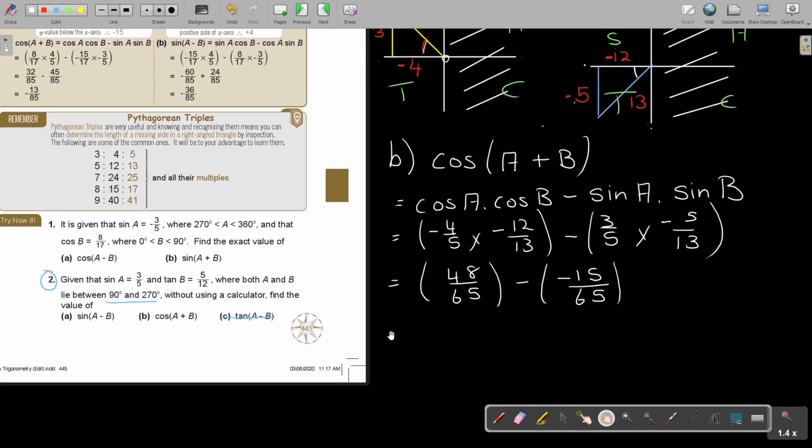And then remember, this is going to become a positive, so it's 48 over 65 plus 15 over 65. And if I add those two, I'm going to get 63 over 65. And as I said, first scratch C. You can actually do C after you have done the next videos, but for now, scratch it. I think the order is not correct here.